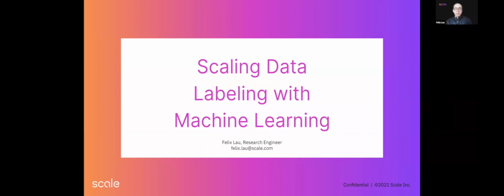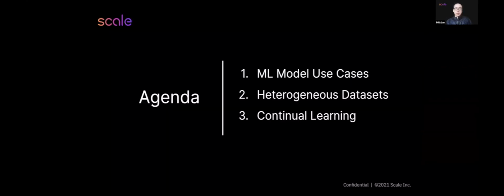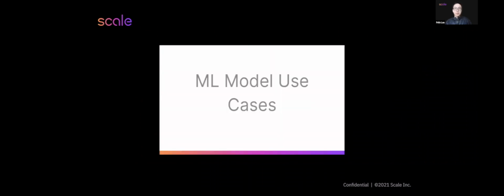Hello, everyone. Thanks for tuning in again. My name is Felix Lau. I'm a research engineer from the machine learning team. Today's topic is scaling data labeling with machine learning. In this talk, I will go through the use cases of machine learning in data labeling, the challenges and approaches to train models on heterogeneous data sets, and finally, continual learning, fine-tuning a model as new annotated data becomes available. Let's start with the use cases of machine learning in data labeling.